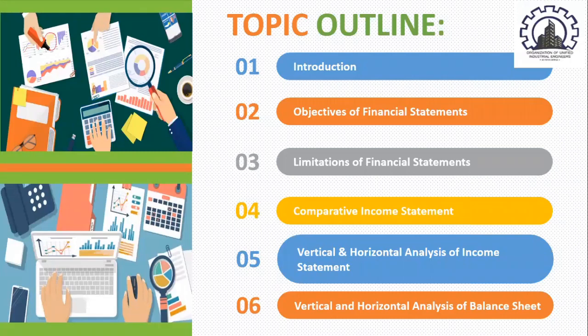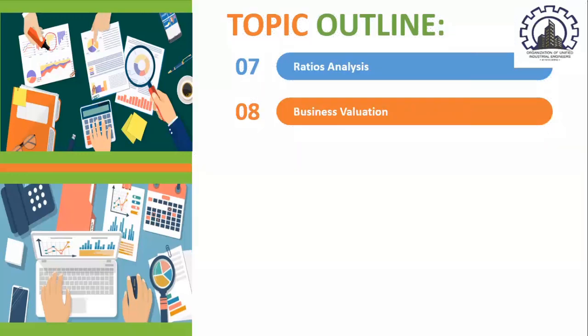First, we have the introduction. Second, we will also be discussing the objectives of financial statements. Third, we will be focusing on the limitations of financial statements. Fourth, we have the comparative income statement. Fifth, we will also be discussing the vertical and horizontal analysis of income statement. Sixth, vertical and horizontal analysis of balance sheets. Seventh, we have ratios analysis. And finally, we have business evaluation.